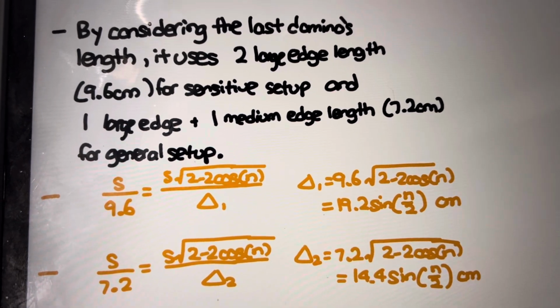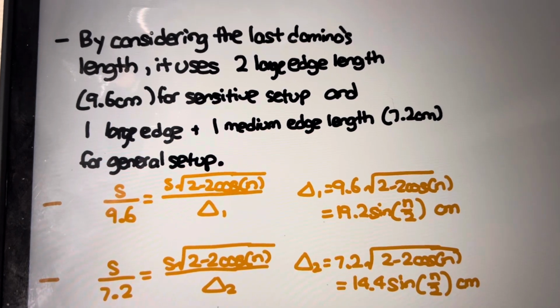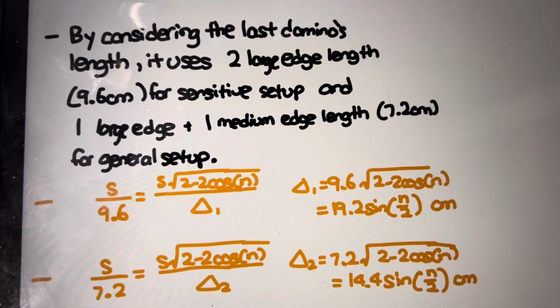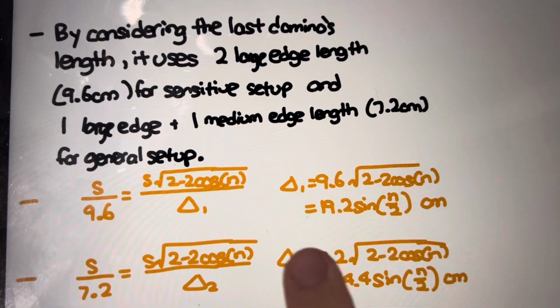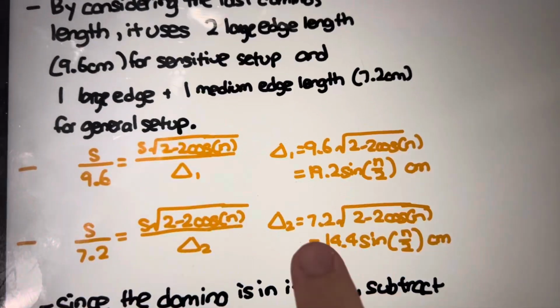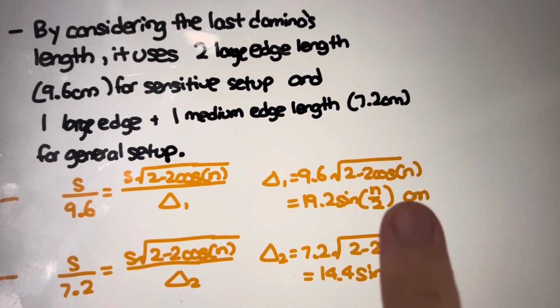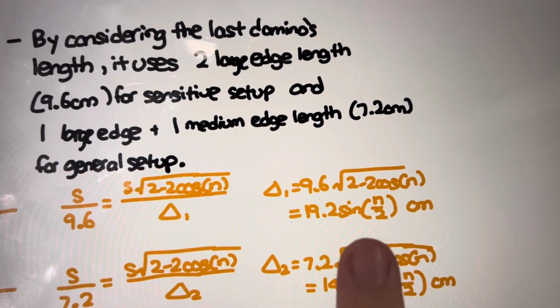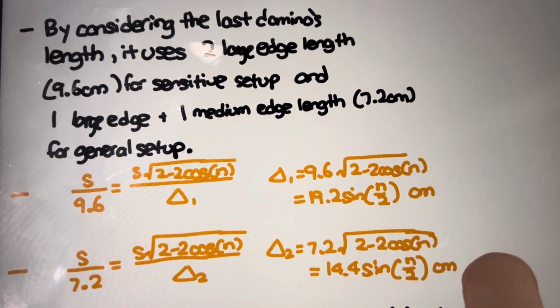This refers to the speed on the numerator and the specific length on the denominator. There are two equations. The first one, as you can see here, is for the sensitive setup. The second one is for the general. And I got this, and keep in mind that there is a half angle trig identity. And this is what I got.